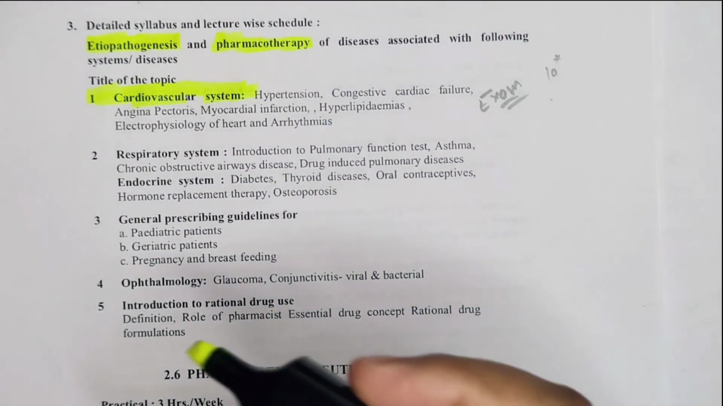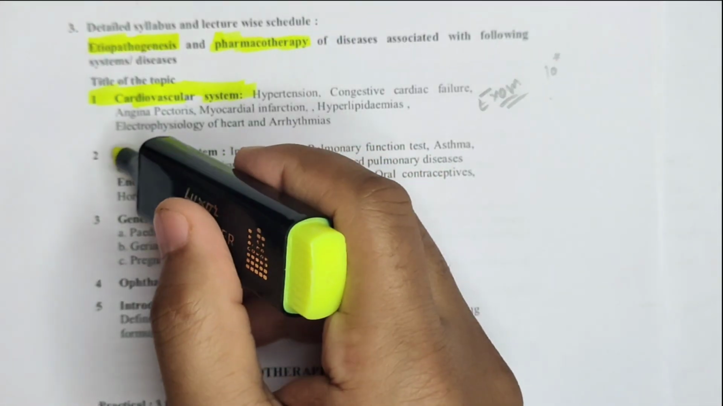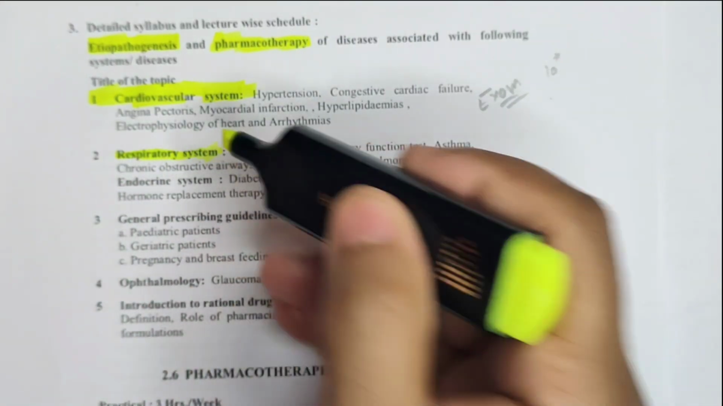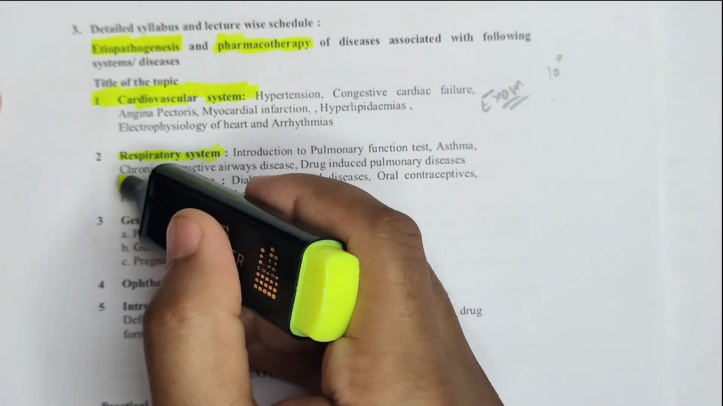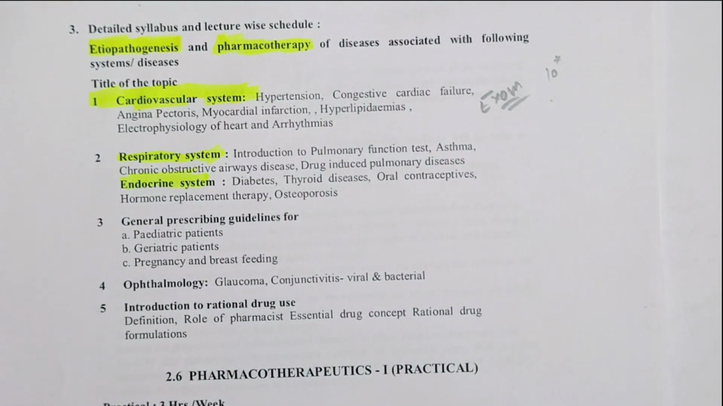Then, followed by that, we are going to discuss the respiratory system. In the respiratory system, we will discuss a few respiratory ailments like asthma, COPD, and some drug-induced pulmonary disorders, including the pulmonary function test. Similarly, our third unit will be the endocrine system, where we will discuss the disorders of the endocrine gland. Diabetes, again, is a metabolic disorder. Thyroid is another type of metabolic and endocrine disorder. Then we will also see some other hormonal therapies which are extensively used nowadays in the clinical setup.